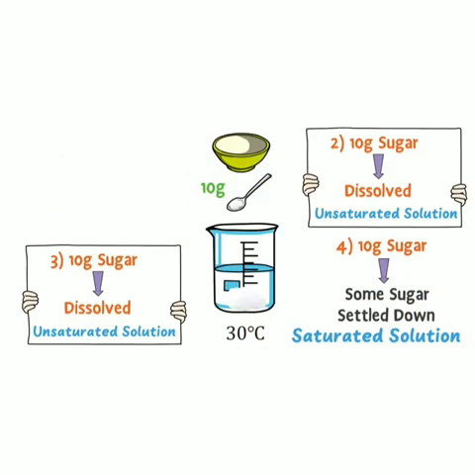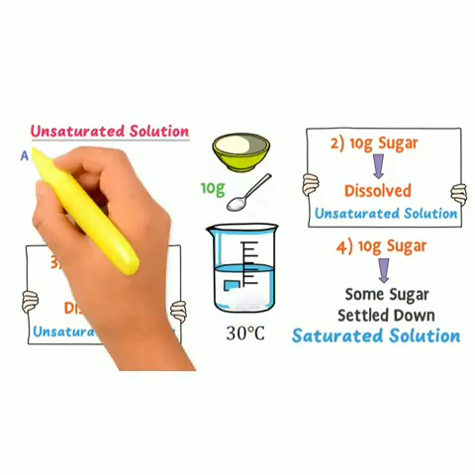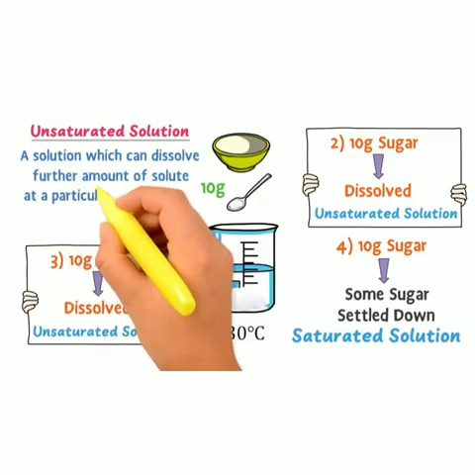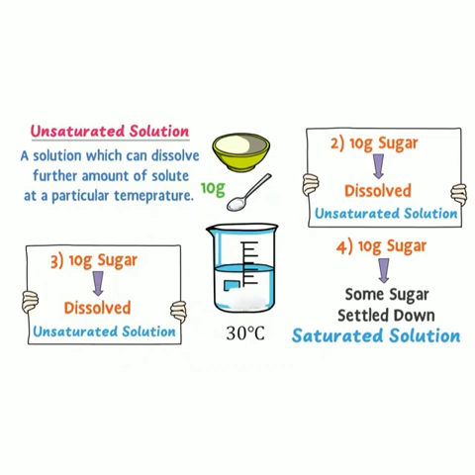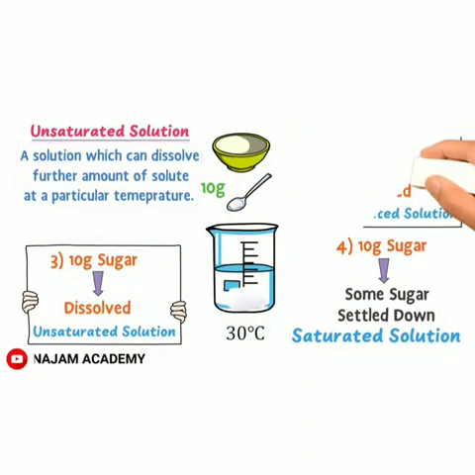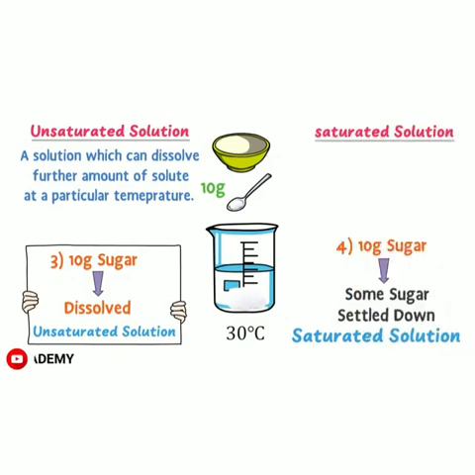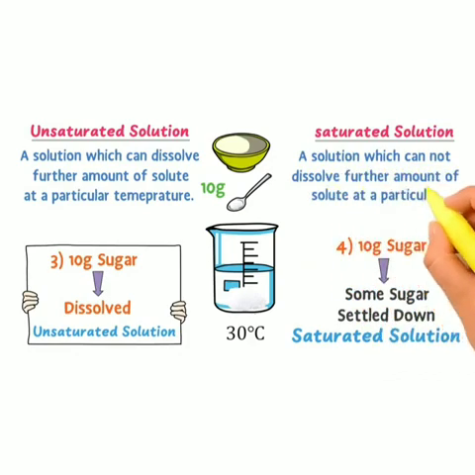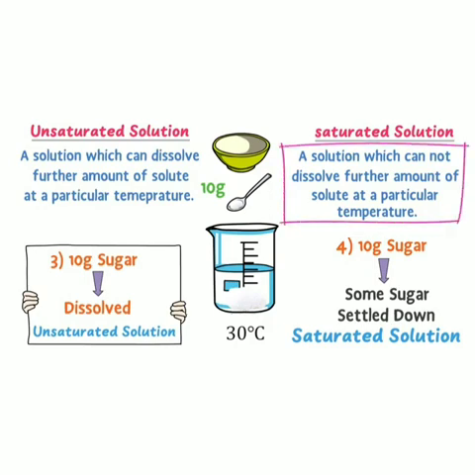So what is the definition of unsaturated solution here? A solution which can dissolve a further amount of solute at a particular temperature. Here it is 30 degree temperature, right? At 30 degree centigrade temperature only 30 grams of sugar is dissolving, right? After that the rest are settling down. That is saturated. So what is the definition of saturated solution here? A solution which cannot dissolve a further amount of solute at a particular temperature. Solute is nothing but a substance, right? Yes, understand unsaturated solution and saturated solution.